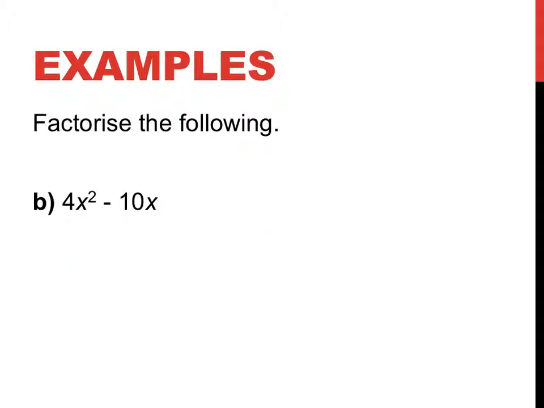4x squared minus 10x. Okay, so this is the first time in factorising that we're seeing a square. Remember, x squared means x multiplied by x. So there is a pronumeral that I have in this term that I also have in that term. I've got 2 x's in the first term and 1 x in the second term. So when I draw my brackets, I know there's definitely going to be an x on the outside.